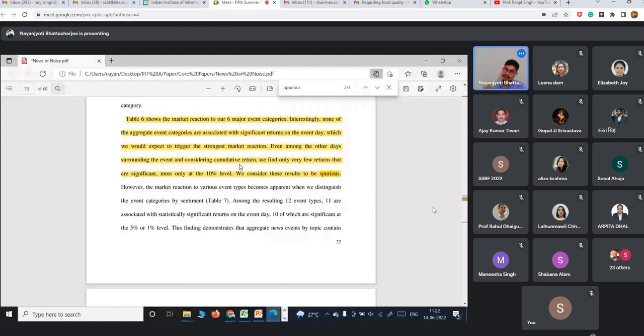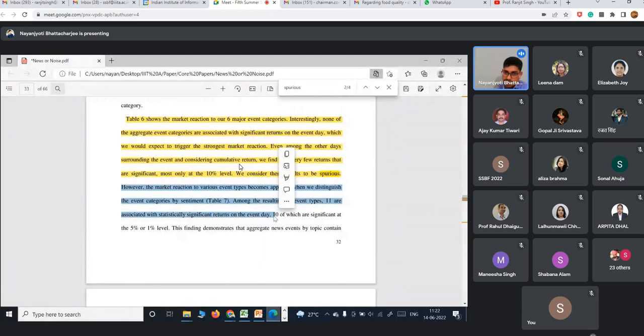But in the next level of their analysis, in the same paper, they took into account the sentiment of the news flow. Out of the categories, they took into account the sentiment, so we had 6 categories of positive and 6 categories of negative events.